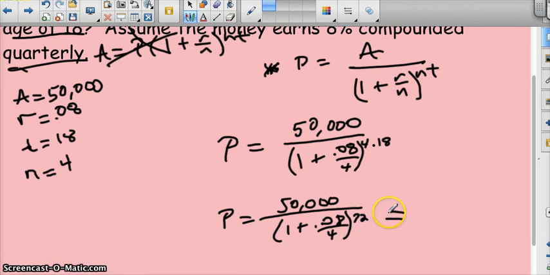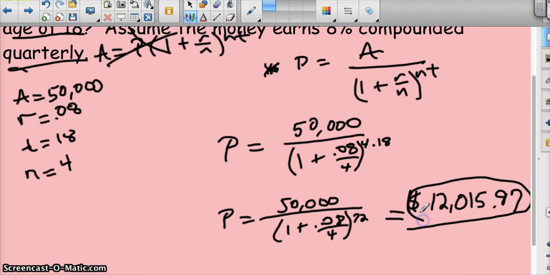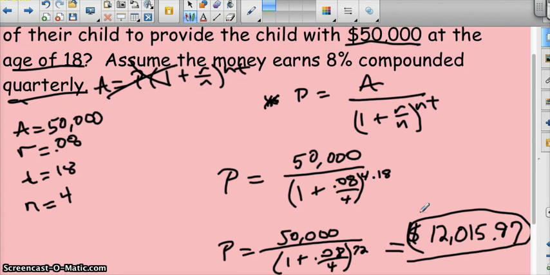Compute all that through and see what you get. My final answer that I got for P is $12,015.97. And if and when you get that value, I want you to think about that for just a second. Because, guys, in the problem, it said they wanted $50,000 when they're 18. Well, if you invested a little over $12,000, you could have $50,000 in 18 years. Kind of shows you why people invest early for kids' college funds.